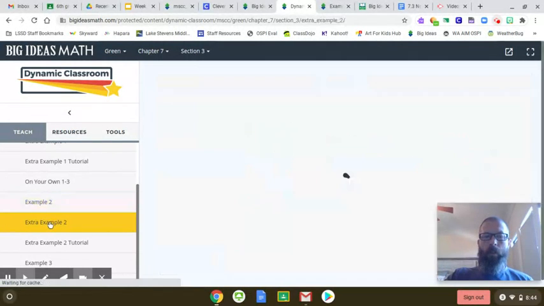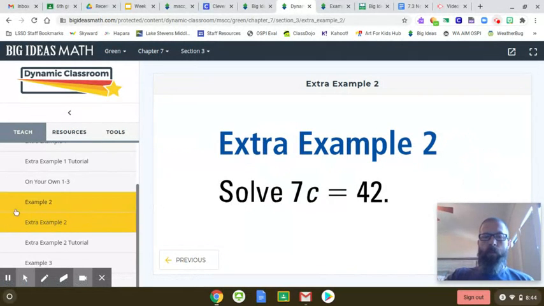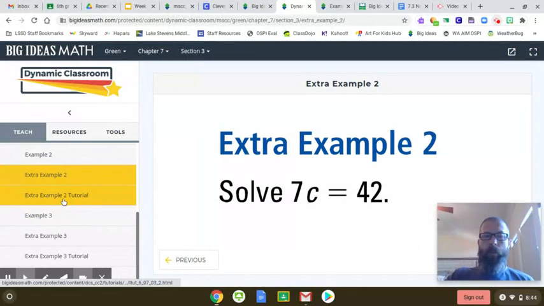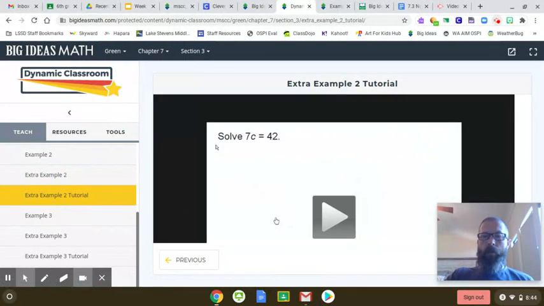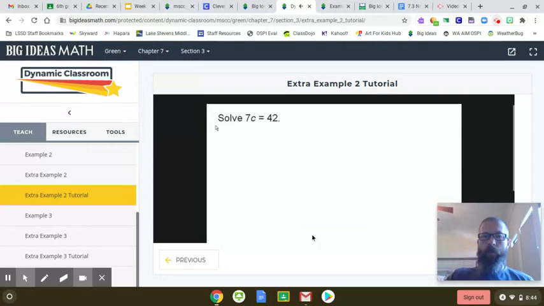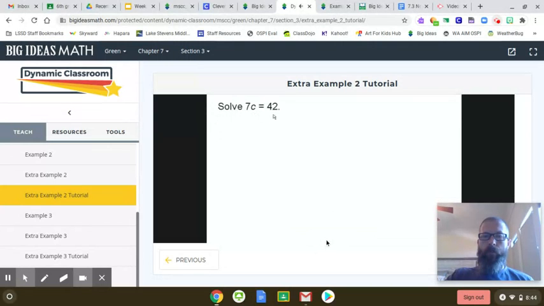Let's take a look at another one. 7c equals 42. Let's watch their tutorial. Solve 7 times c is equal to 42.